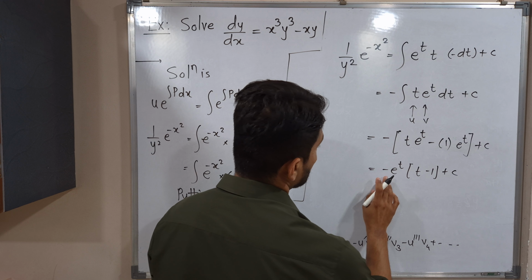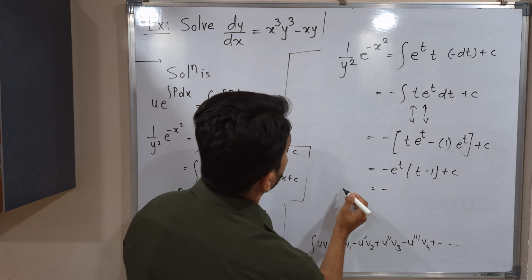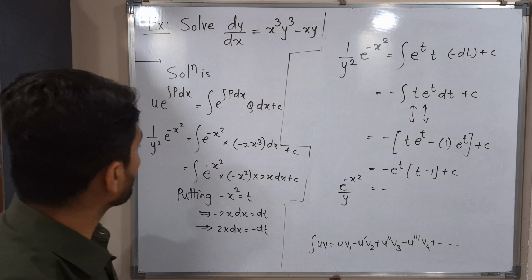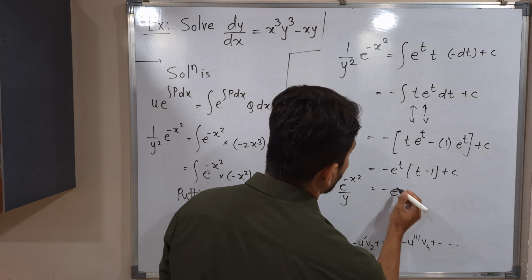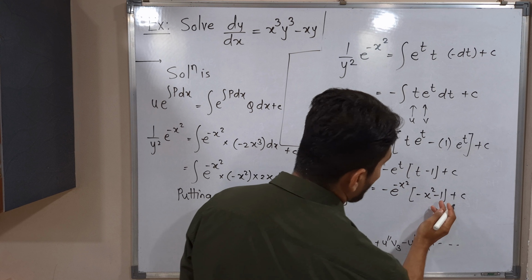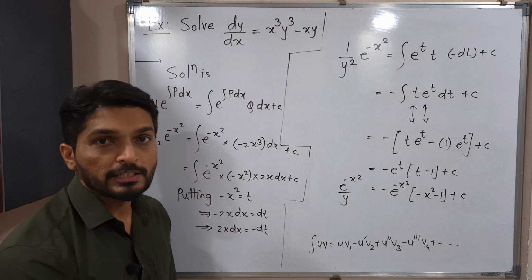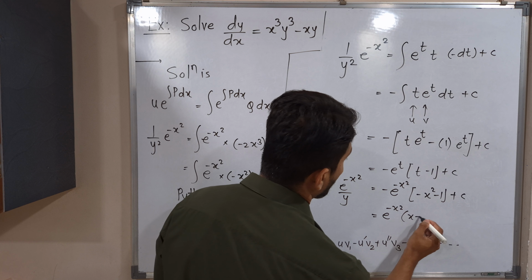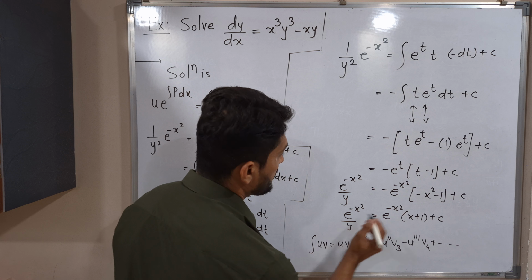So this is equal to minus, let me copy the left hand side, e raised to minus x square by y. What is the original value of t? Minus x square. So let us resubstitute. It is e raised to minus x square, minus x square minus 1, plus c. So you can take minus sign common. If you take minus sign common, one minus is already waiting for it. So minus minus plus. So it will be e raised to minus x square into x square plus 1, plus c. So this is the required answer, e raised to minus x square by y. This is the final answer.